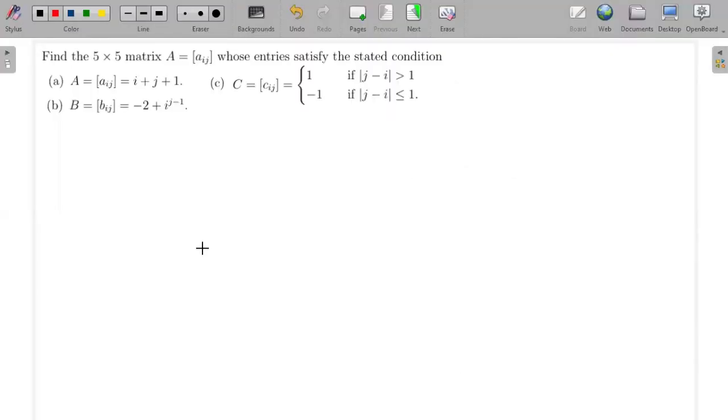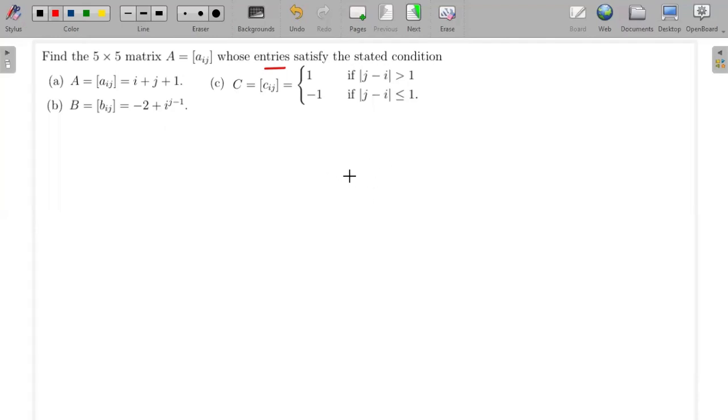All right, so in this video, we are going to learn how to construct matrices from scratch, given specific conditions. So we're going to use this question here to help us. Here they're saying find the 5 by 5 matrix A, whose entries satisfy the stated condition. You can see we have three conditions here.